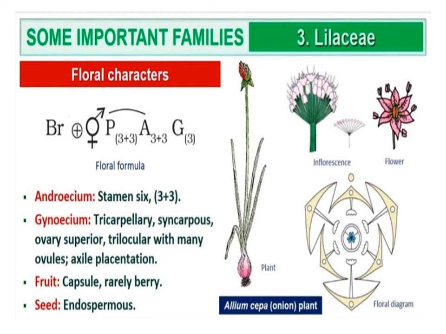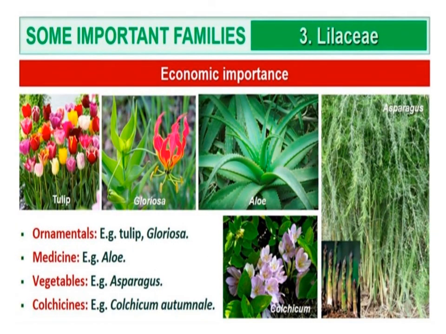Fruit: capsule, rarely berry. Seed endospermic. Here the floral formula and floral diagram of Allium cepa, the onion plant, has been given. Economic importance. Many plants of this family are ornamental, for example tulip, Gloriosa. Medicinal plant is Aloe vera. Vegetable plant is asparagus, and colchicine from Colchicum autumnale is the medicinal use.